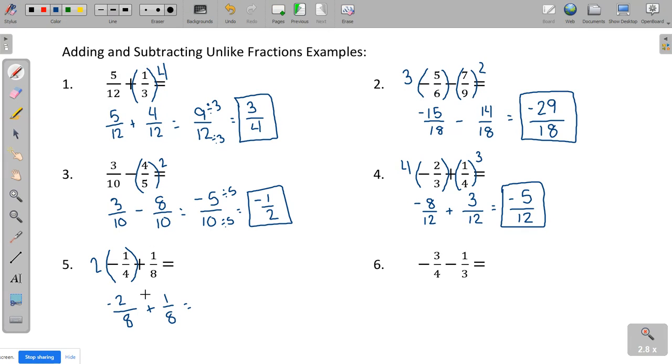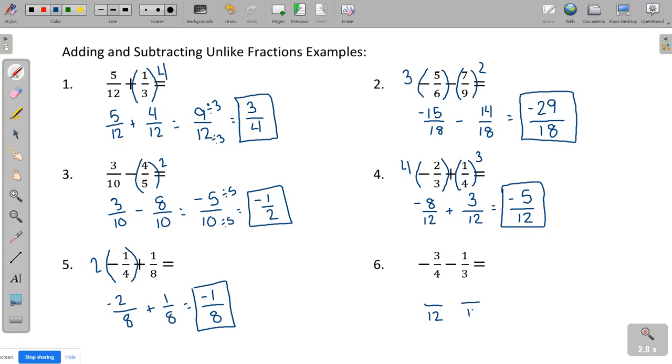Negative 2 plus 1 gives us negative 1. And we keep our denominator of 8. Can this be simplified? It cannot. So negative 1/8 is our final answer. The last one, we have negative 3/4 minus 1/3. What would our common denominator here be? Good, it would be 12.